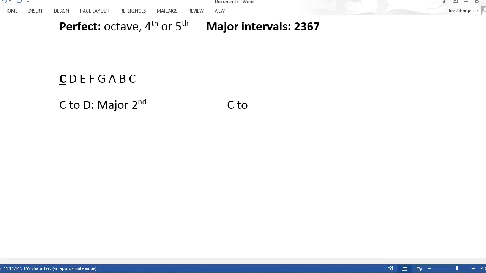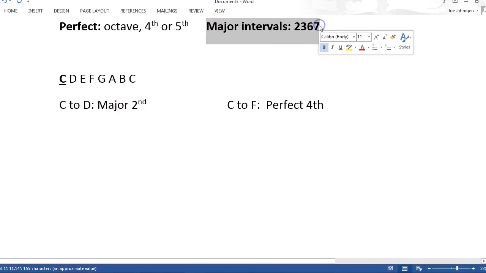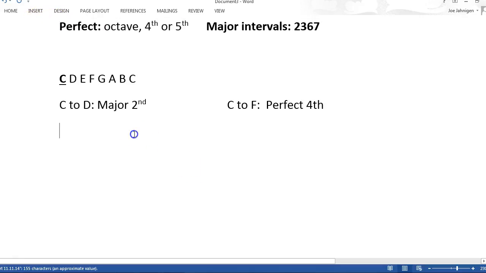Let's do C to F. Think about it. Count. Use your fingers if you need to. It is a perfect fourth. And you might ask, how did you know that? All you do is count. So you go C to F. 1, 2, 3, 4. Perfect fourth. C to D. 1, 2, major second. And I know that these are the major intervals. So if it's 2, 3, 6, or 7, it's major. If it's an octave, 4, or 5, it's perfect.